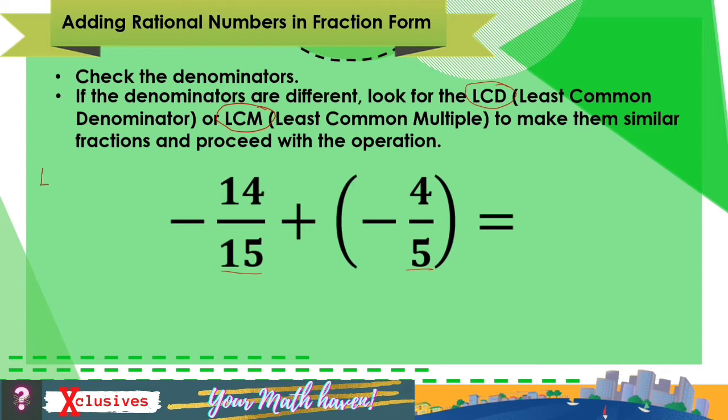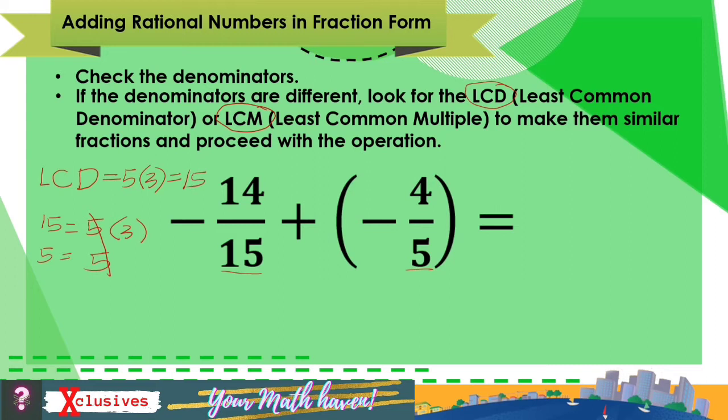So what's the difference between LCD and LCM? For LCD, we first list down our denominators, and then we list down the prime factors of the denominators. For 15, we have 5 times 3. For 5, we have 5. Notice that we have a pair, so we will count this as 1. So for our LCD, we have 5 times 3. This gives us 15.